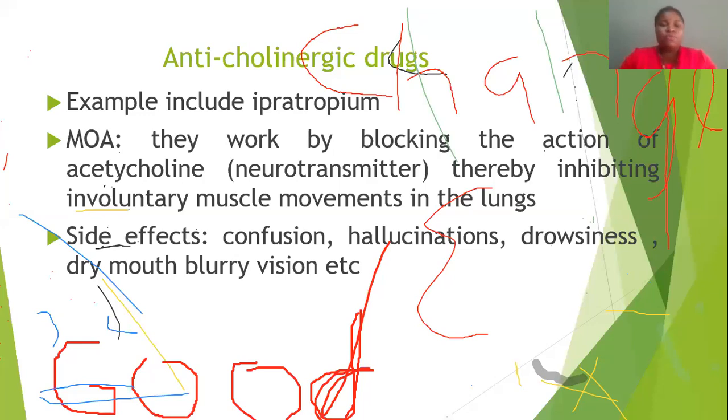What acetylcholine does is to increase involuntary movement. So these drugs, the anticholinergics, work by inhibiting or blocking the action of this neurotransmitter acetylcholine, thereby inhibiting involuntary movement. By the way, they will reduce spasm in the smooth muscles of the bronchi.